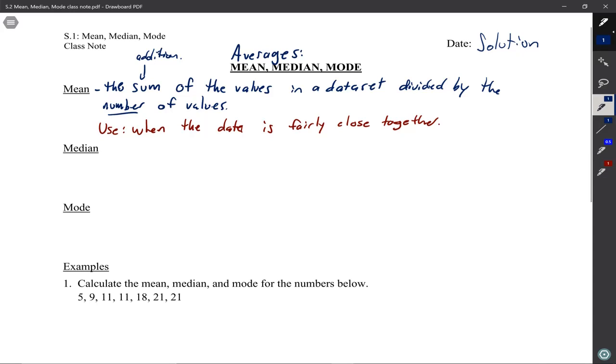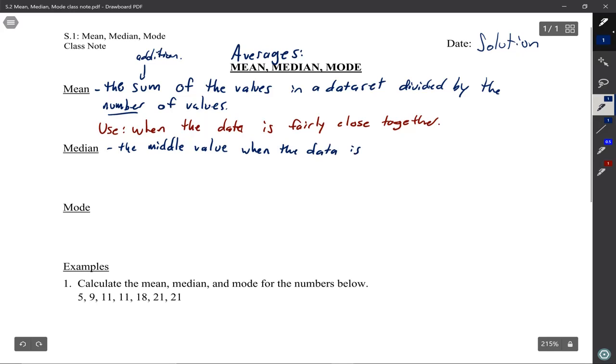Now, the median is the middle value when the data is arranged from least to greatest.